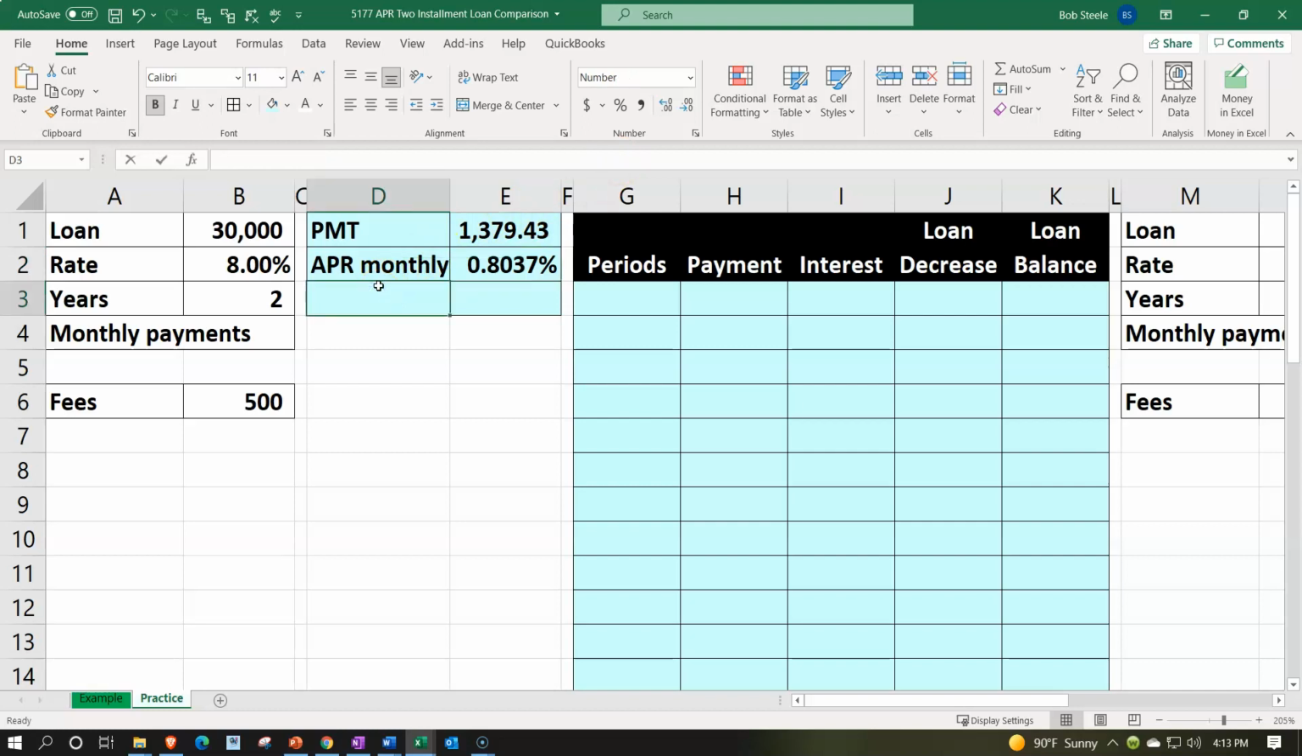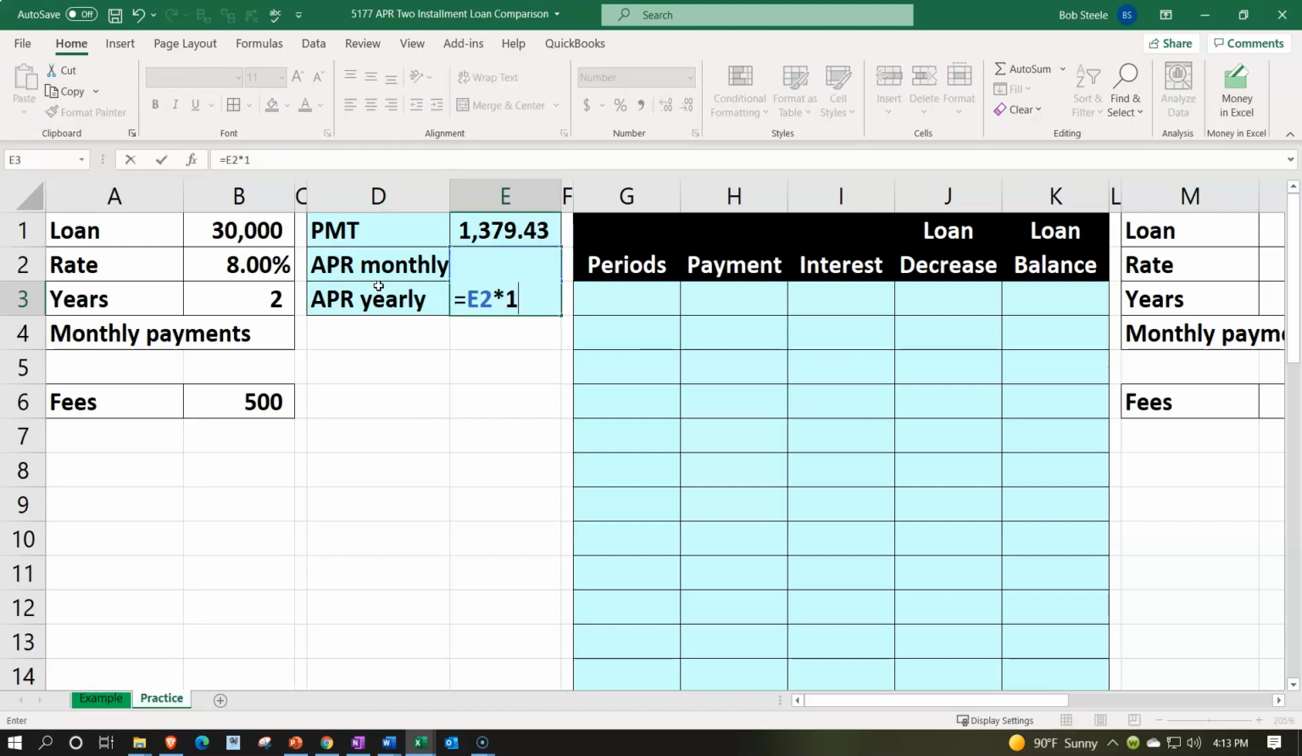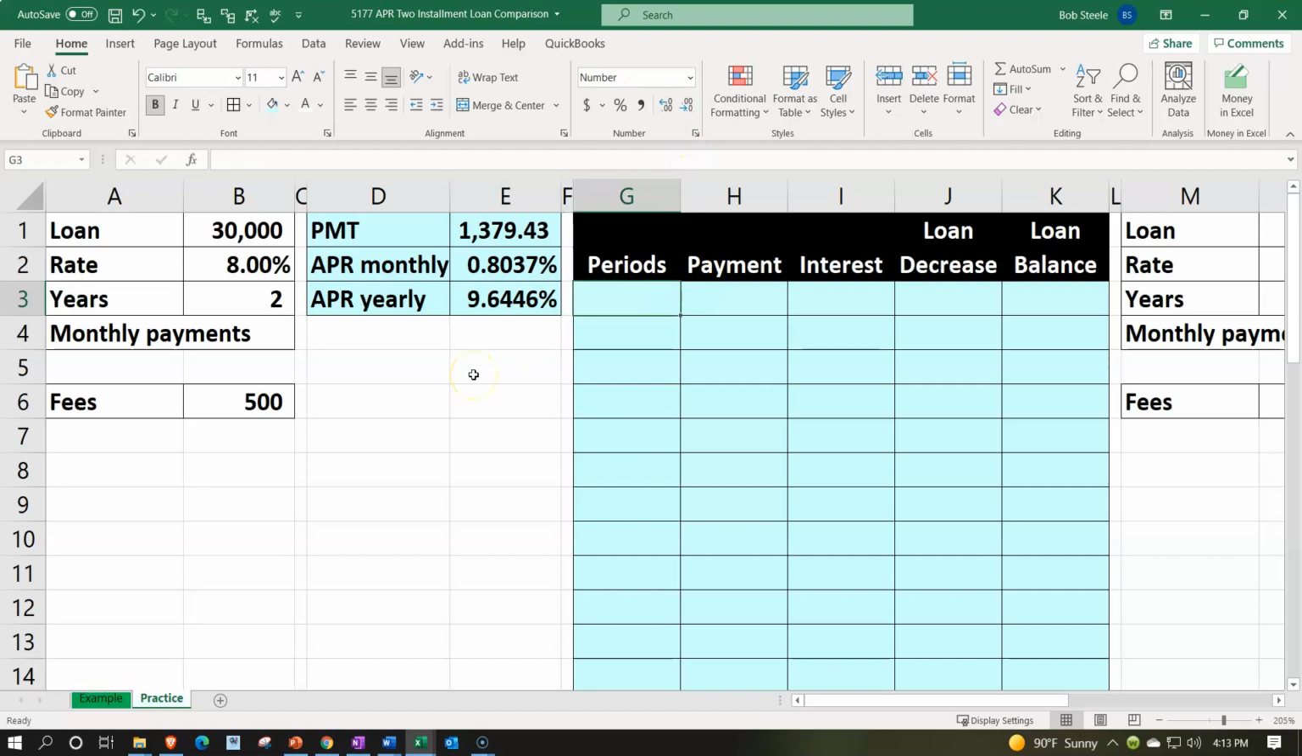Now let's do the yearly. So this is the APR yearly, and we'll just multiply it times 12. This equals that number times 12, 12 months in a year, making it a yearly rate. We're going to then go number group, percentify, add some decimals, so we're looking at 9.6446 about.